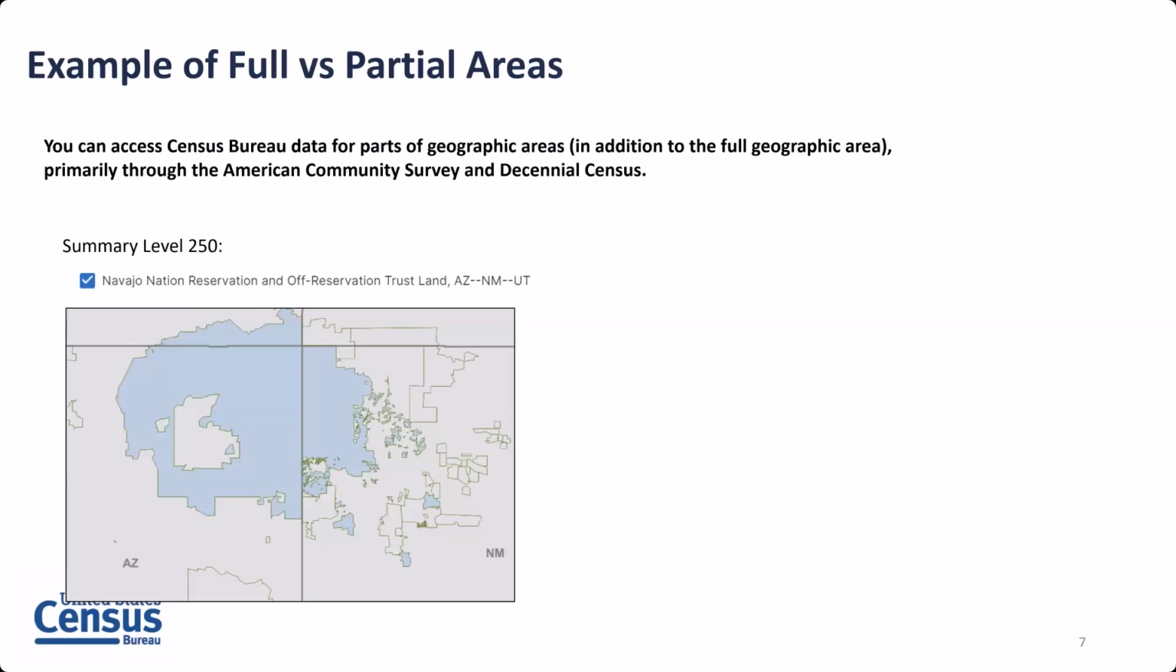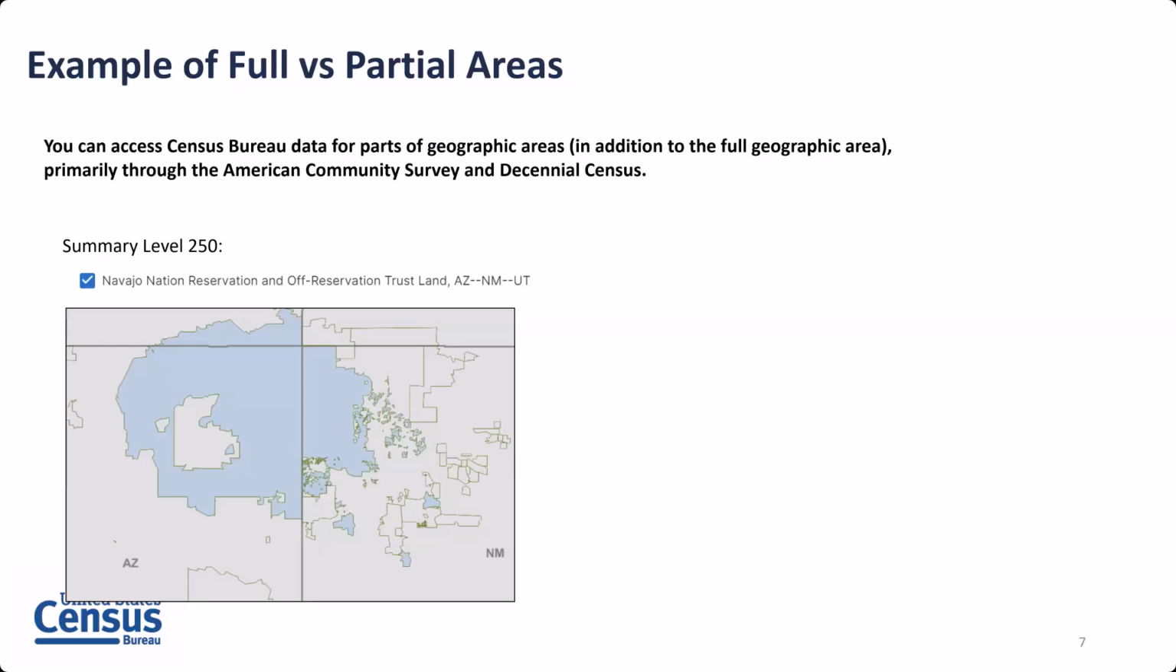To lead up to this, what I've shown you first is a selection for summary level 250 for the Navajo Nation Reservation and Off-Reservation Trust Land. This is summary level 250, the primary geographic level for American Indian areas, Alaska Native areas, and Hawaiian homelands. It means that it gives you data for the complete geography in its entirety, regardless of any other boundaries that it may intersect with. And we can see that visually here on the map.